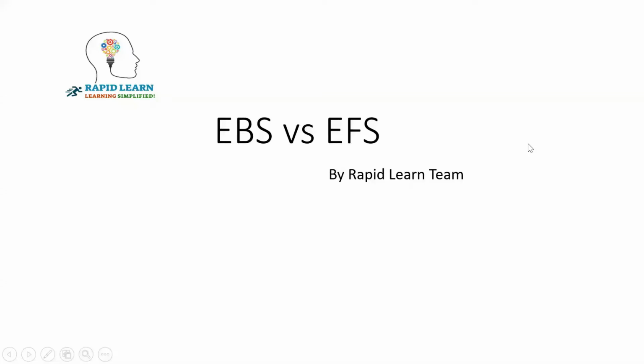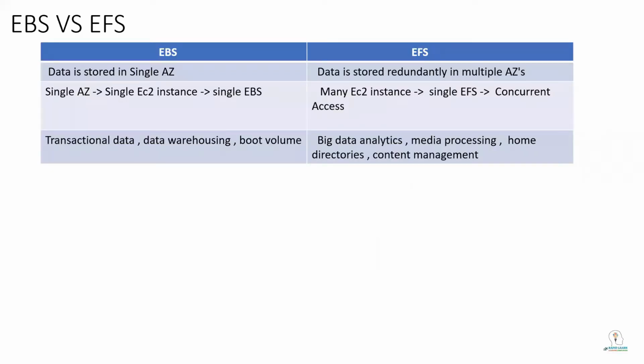In this video lecture, we are going to see the difference between EBS and EFS and some sample questions that can help you prepare for the AWS Architecture Associate exam. Let's get it started. For EBS, the data is stored in a single AZ.